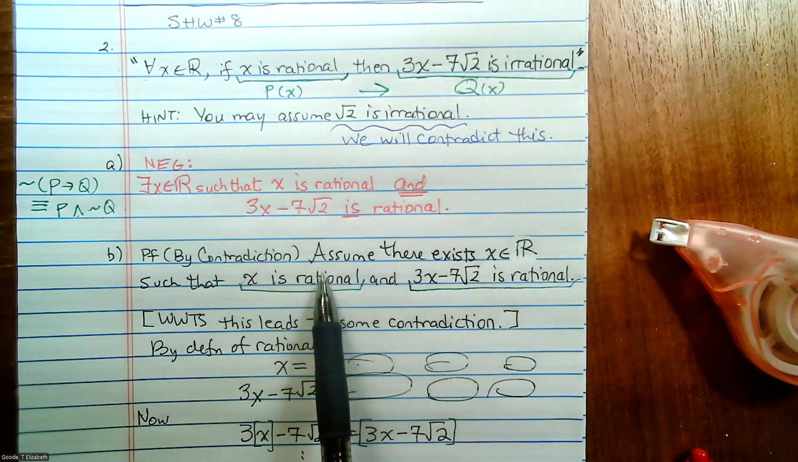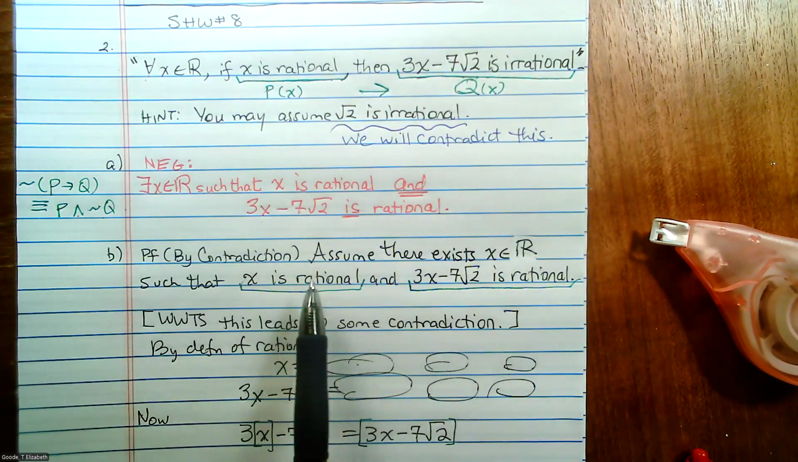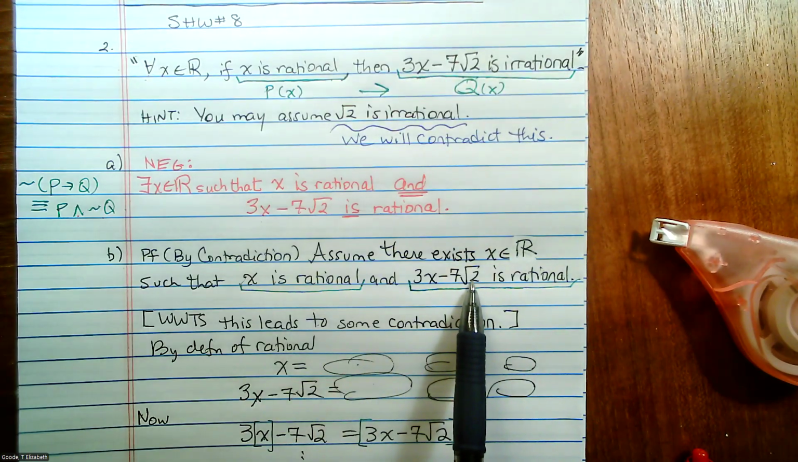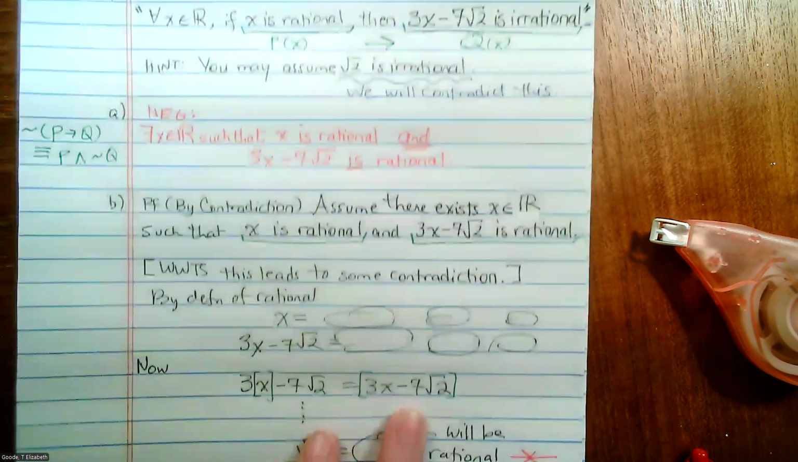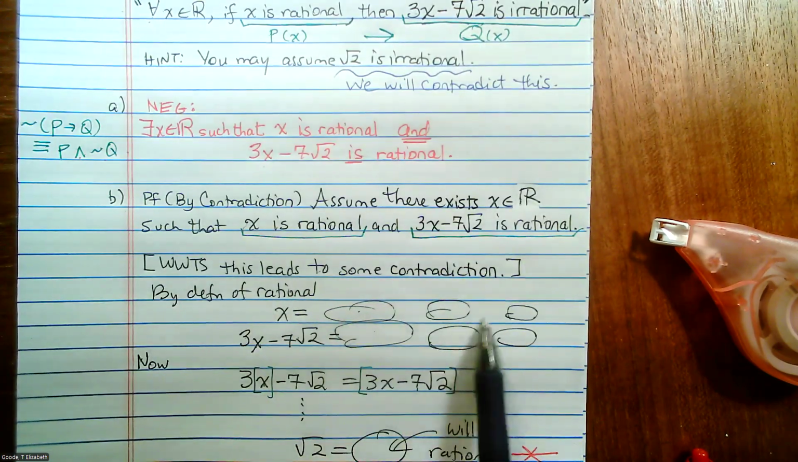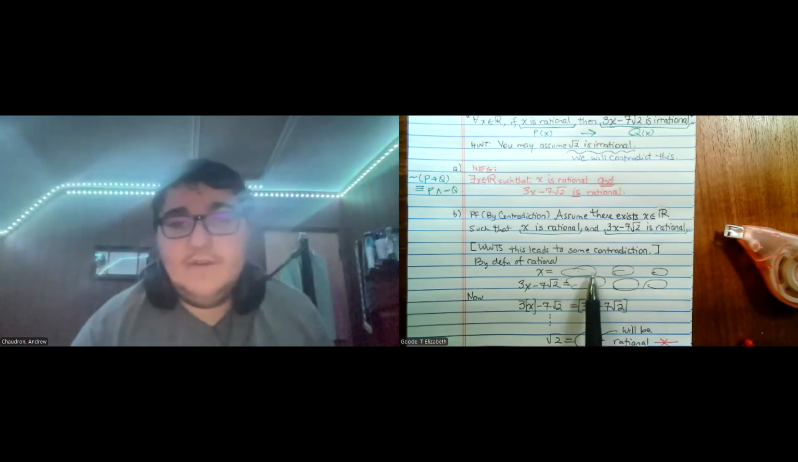Then, of course, the definition of rational is in play twice, right? Because x is rational, and so is 3x minus 7 radical 2. So you write your equation for x, like x is a over b, and you say all the requisite things about a and b. And 3x minus 7 radical 2 is rational, so we set it equal to a quotient of integers. Just pick your letters, like c over d.